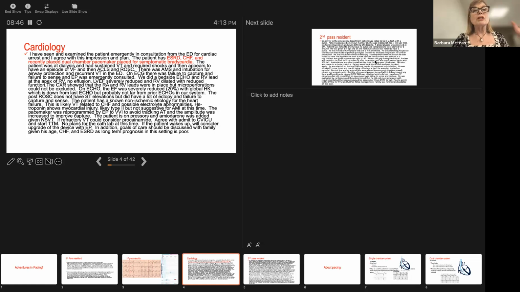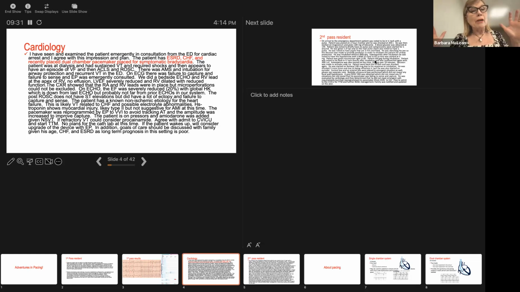So electrophysiology is emergently called to the bedside. They do an echo, and they see that the lead is in the apex of the RV. That's where it should be, okay? There's no effusion, but he has a terrible left ventricular ejection fraction, less than 12%. And the RV is very dilated with reduced function. Chest x-ray shows that the RA and RV leads are in place, but they're not sure if there was some perforation in the muscle wall. They couldn't actually exclude that. Now, remember, sometimes when your electrolytes are abnormal, or if you have edema at the site, you will not be able to pace your patient appropriately. So that's also possibly what happened.